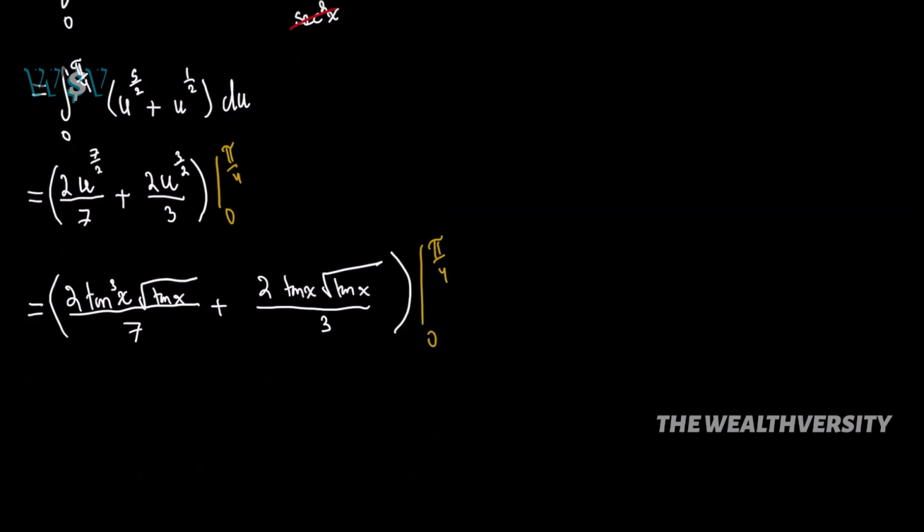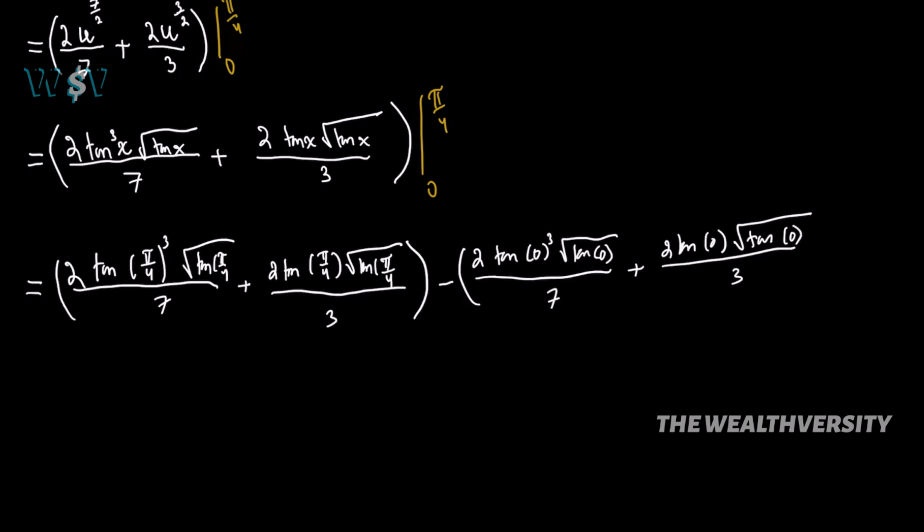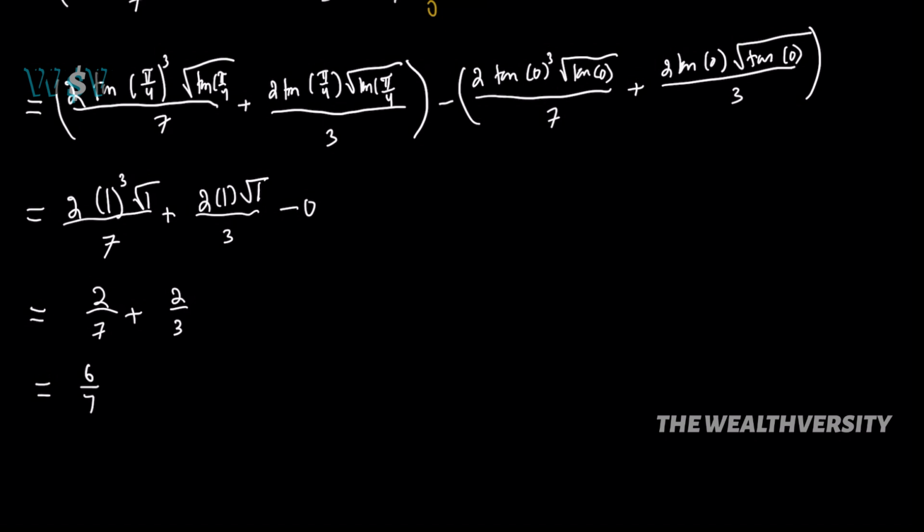Now we sub pi over 4, then sub 0, and subtract them. Tan pi over 4 is 1, and tan 0 is just 0. So for the tan 0 evaluation part, the whole thing will be 0. So we will be left with 2 over 7 plus 2 over 3. We find a common denominator, which is 21, and then add the fractions to get 20 over 21.